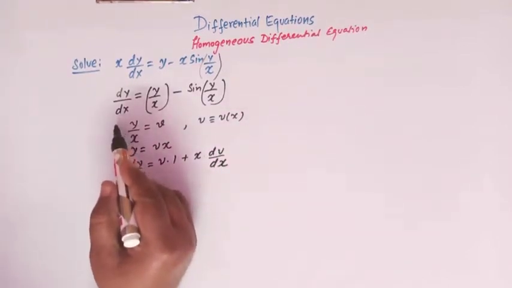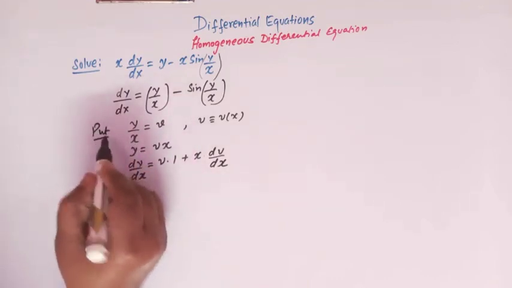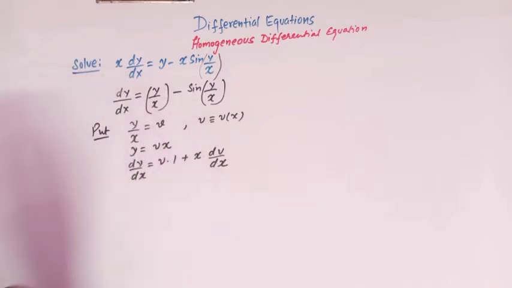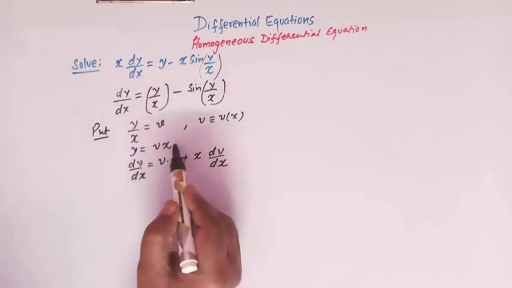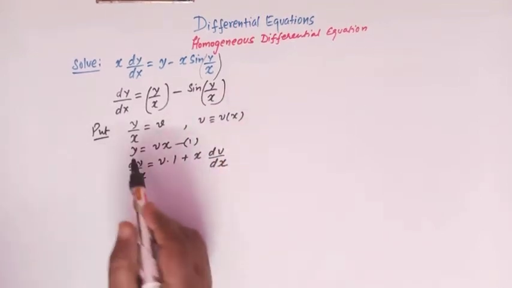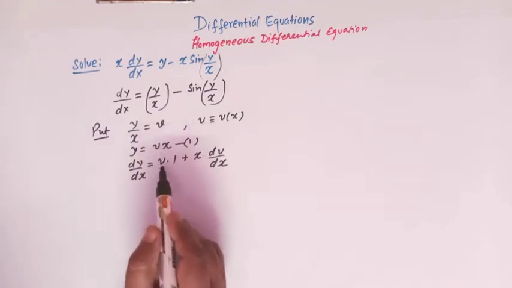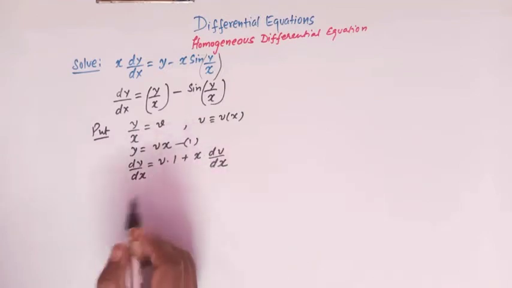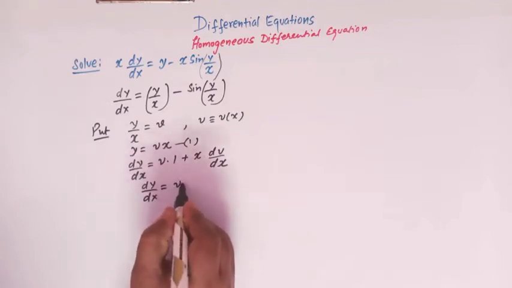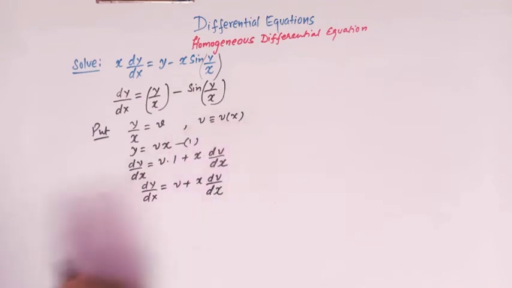So what we have done over here, we have substituted y over x is equal to v, so y is equal to vx, where v is some function of x, and then differentiating both sides and applying the product rule, we have this expression. So now dy over dx is equal to v plus x dv over dx.